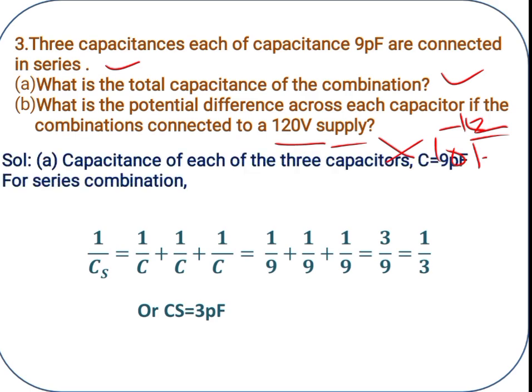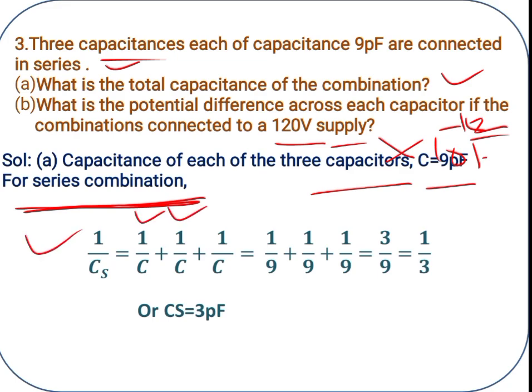Capacitance of each of the 3 capacitors. So these are 3 capacitors. C is equal to 9 pF for series combination. So what is the formula for the series combination? 1 by Cs is equal to 1 by C plus 1 by C plus 1 by C, because 3 capacitors are connected in series. So for that reason 1 by C plus 1 by C plus 1 by C. Okay, this is the formula for the series combination.